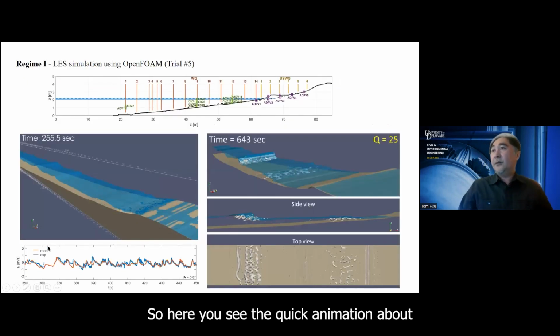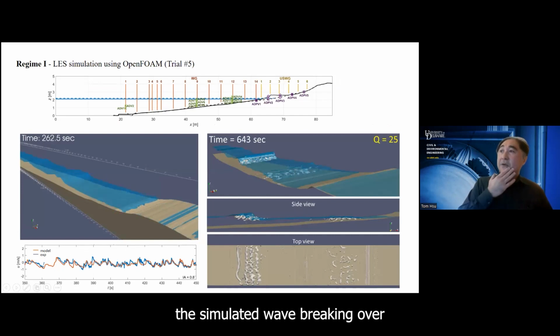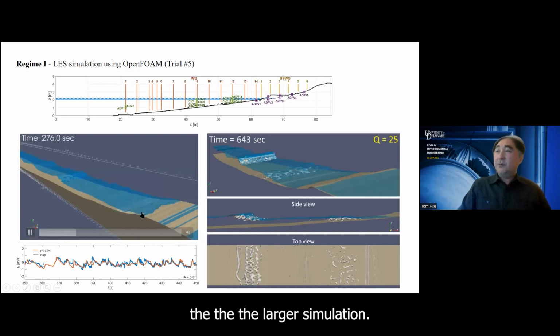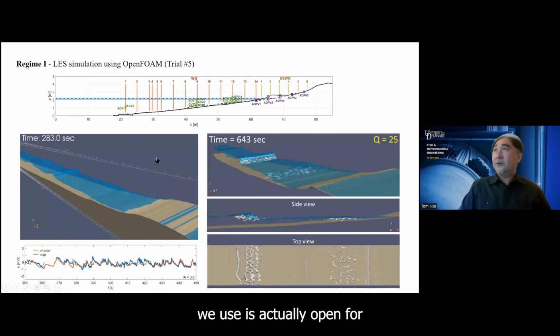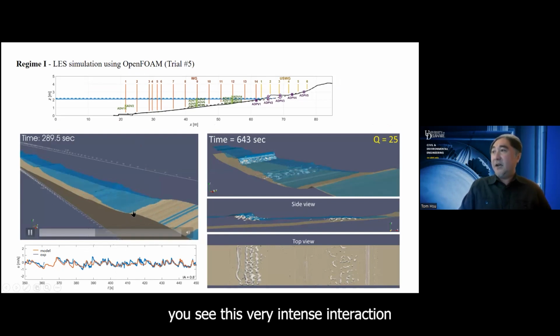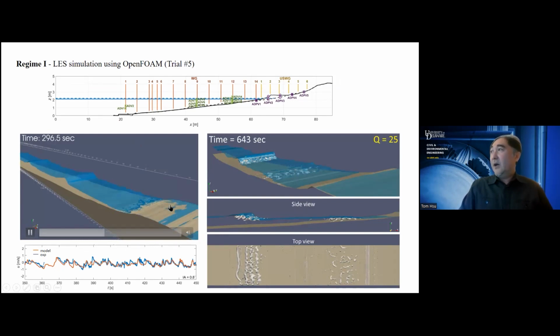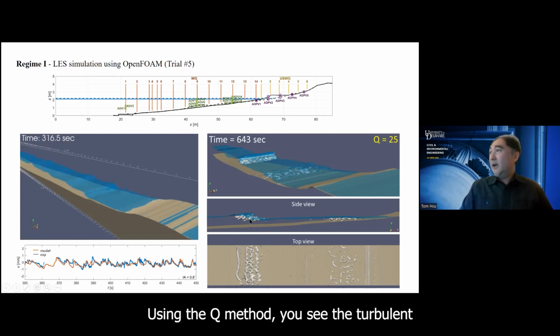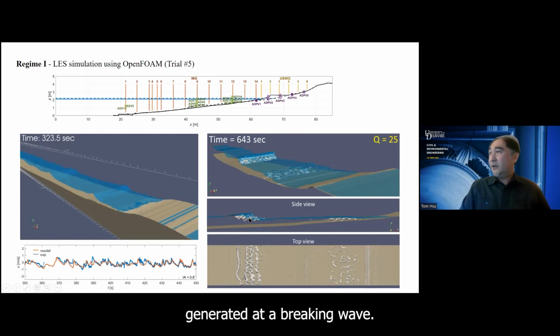So here you see a quick animation of the simulated wave breaking over this berm. The numerical model tool we use for the large eddy simulation is OpenFOAM. You see this very intense interaction of wave breaking at the swash, and this wave breaking generates what you see in gray, which is how we identify the turbulent coherent structure using the Q method. You see the turbulent coherent structure generated at the breaking wave, but this is really shallow. So when the breaking wave is approaching the shore, you see the breaking wave coherent structure actively interacting with the bed, which may cause significant sediment transport.